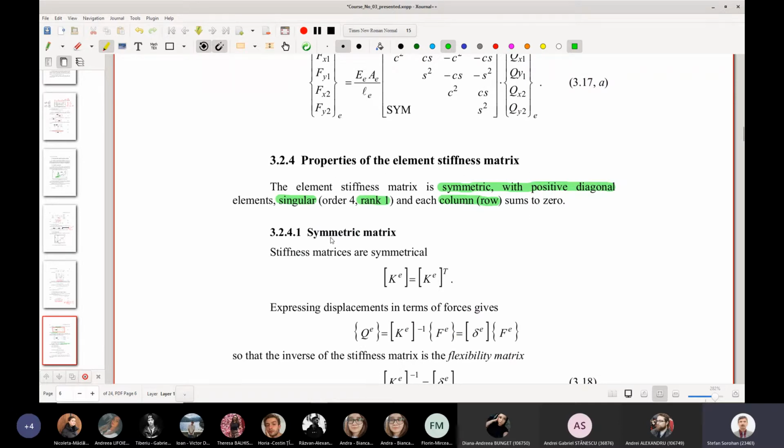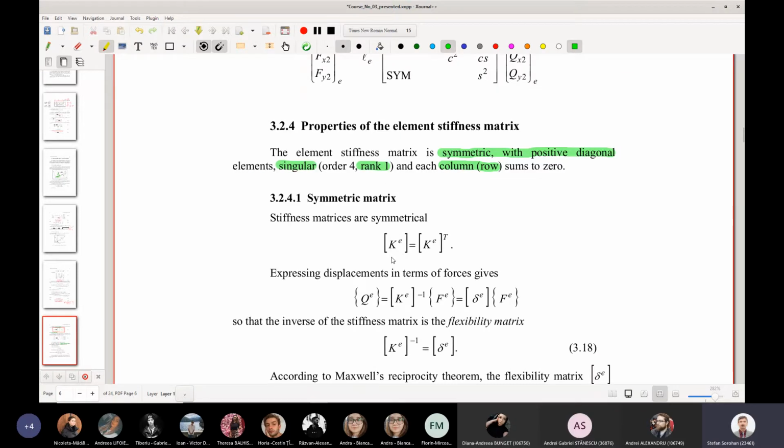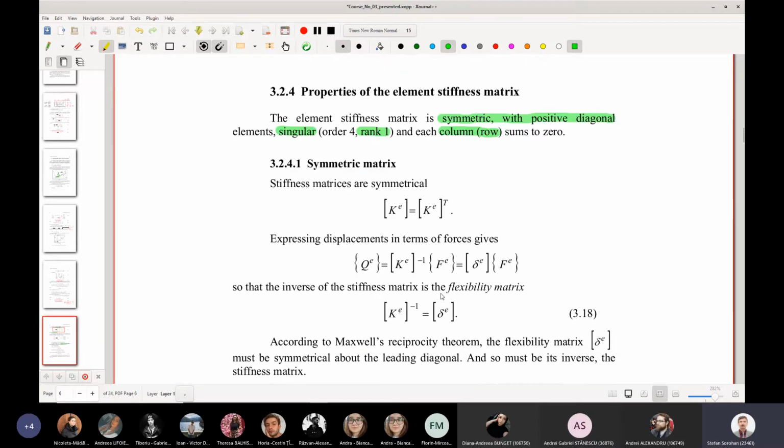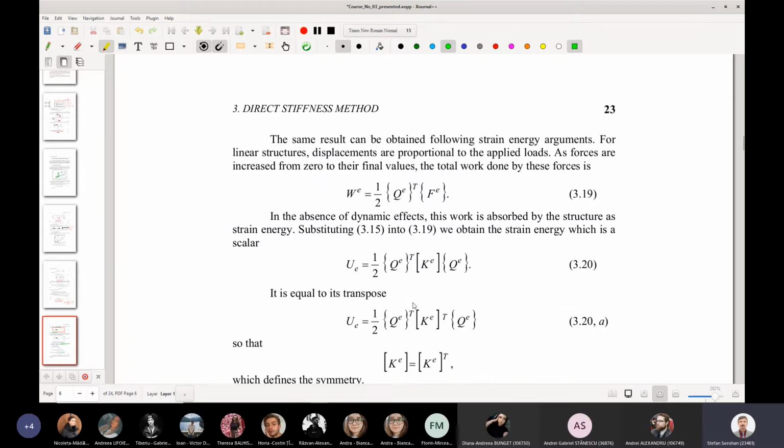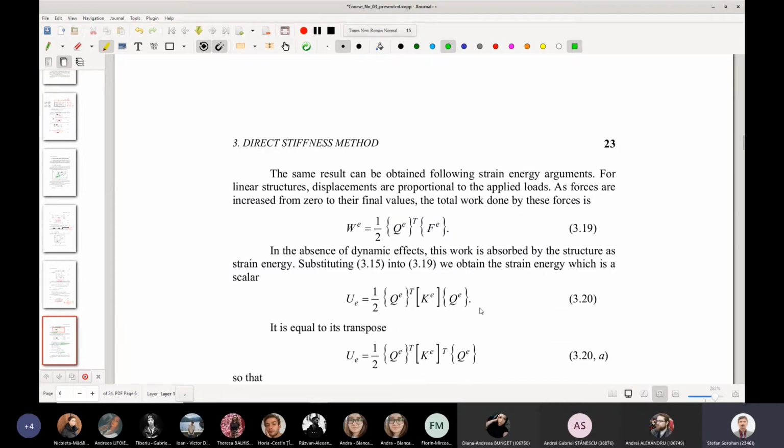How can we demonstrate that? You can use the strength of materials, and if you define the flexibility matrix as the inverse of the stiffness matrix, according to some theorems you can demonstrate that the matrix is symmetric. Another way is to use the mechanical work. So again, this is important. Let's remember just these equations here, which are useful for something else.